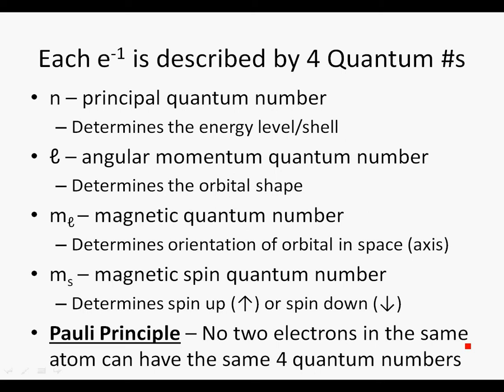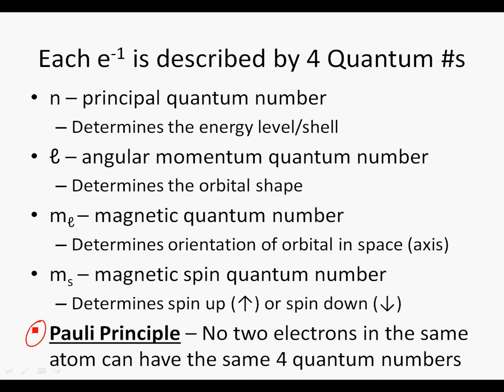The deal is that in an atom, every single electron is assigned a unique set of quantum numbers. In fact, the Pauli principle, which Wolfgang Pauli came up with, says that no two electrons in an atom can have the same quantum numbers. It's like one of the laws of physics. So every single electron has a unique set of quantum numbers.